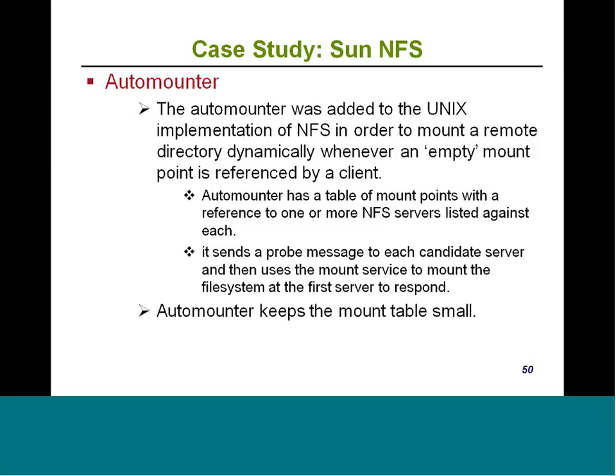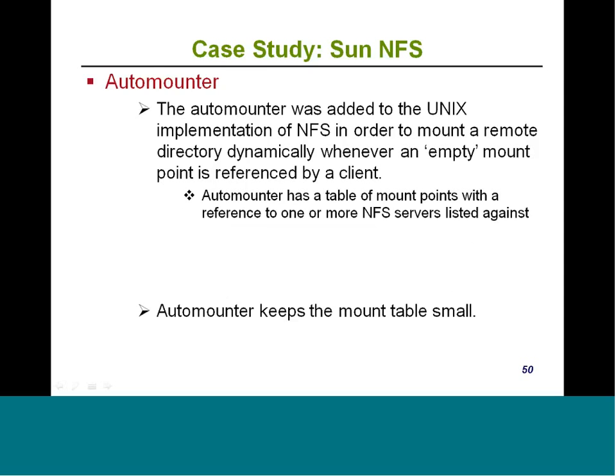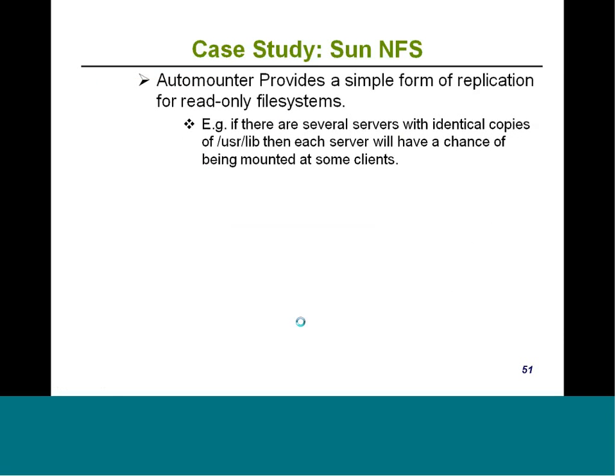The auto mounter has a table of mount points with the reference to one or more NFS servers listed against each. It first sends a probe message to each candidate server to see whether the particular mount point is still available. Then it uses the mount point to mount the file systems and serve accordingly. Usually the auto mounter keeps the mount table very small. This also provides a form of replication for read-only files.